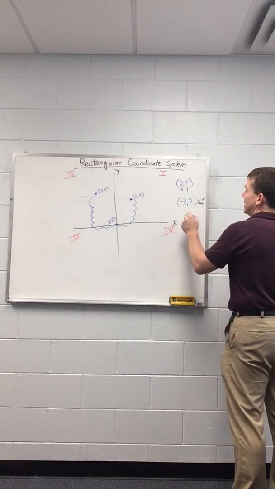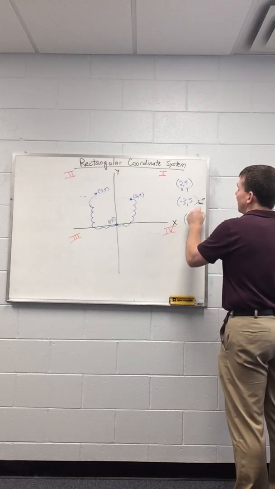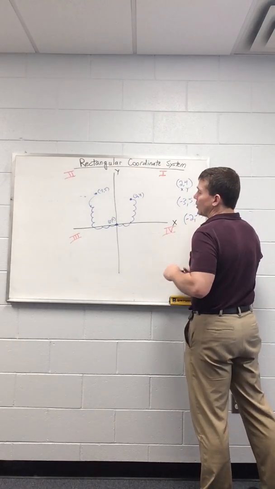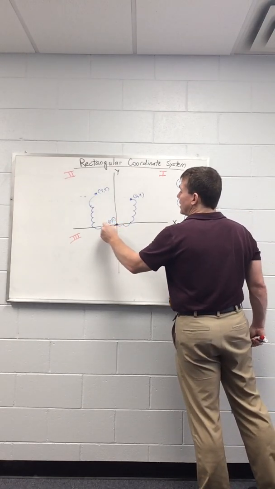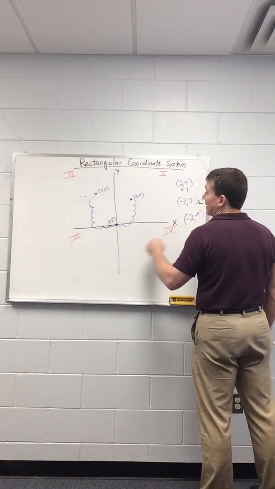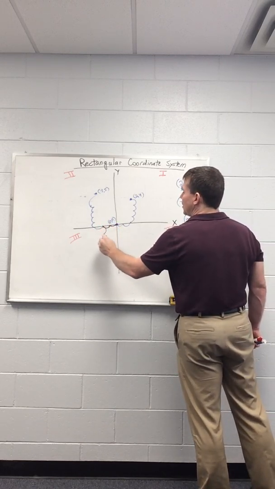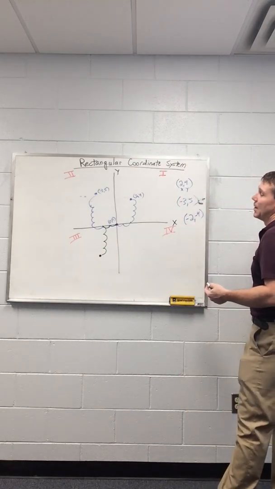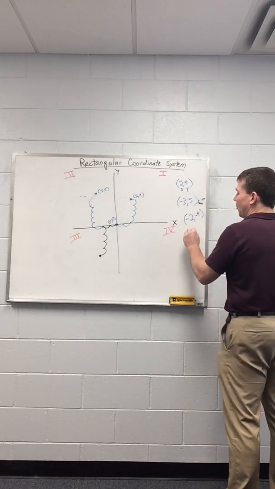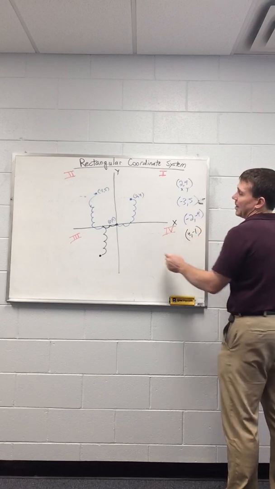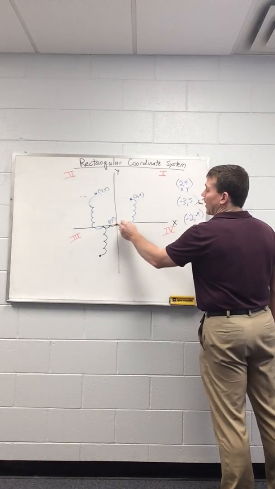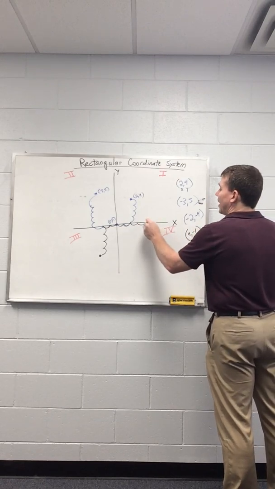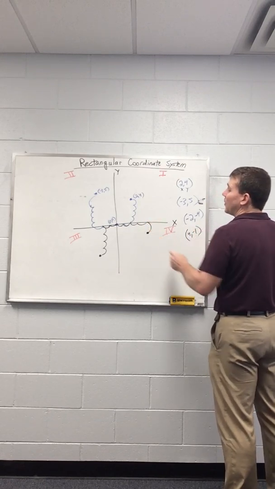If I have the point (-2, -4), x is negative, so I go 2 to the left, 1, 2. Y is negative, so I go down 4, 1, 2, 3, 4. And I end up down here. And then lastly, if I have the point (4, -1), x is positive, so I go to the right 4, 1, 2, 3, 4. Y is negative, I go down 1, and I'm over here.